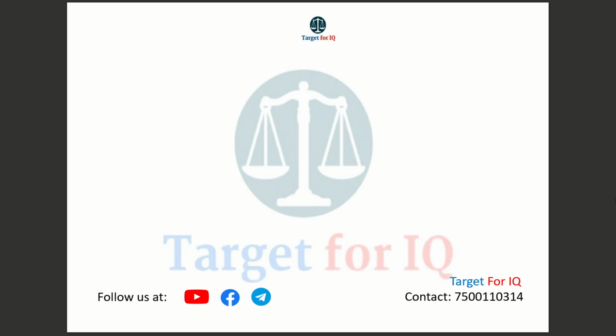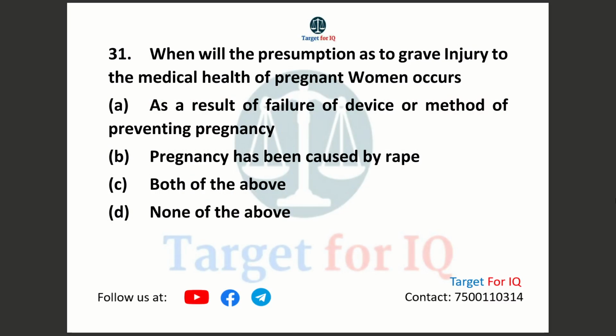Next, question number 31. When will the presumption as to grave injury to the mental health of pregnant woman occur? Option A, as a result of failure of device or method of preventing pregnancy. Option B, pregnancy has been caused by rape. Option C, both of the above. Option D, none of the above. So the correct answer to question number 31 is option C, that is both A and B.